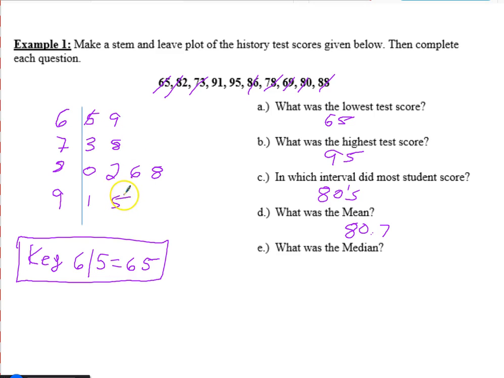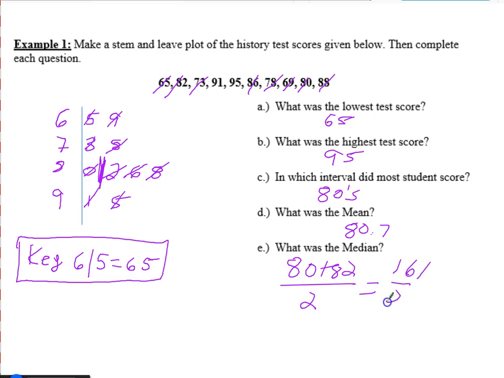Now the median: we're going to start at the beginning and the end and cancel out. 65 and 95, 65, 69 and 91, 73 and 88, 78, 86, 80 and 82. So our median has to occur between 80 and 82. So I'm going to do 80 plus 82 and divide it by 2. That'll be 161 divided by 2, which means that our median has to be 81.